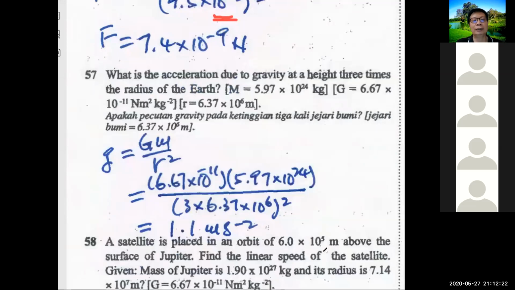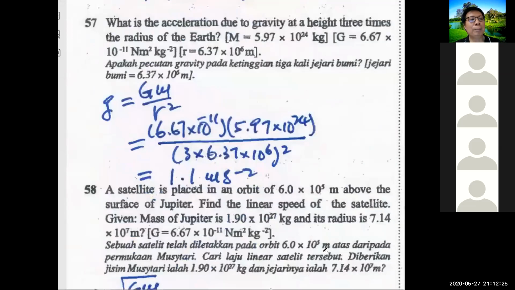Okay, 58. It's a little bit different. A satellite is placed in an orbit 6 times 10 to the power 5 meters above the surface of Jupiter. Find the linear speed. You know the formula already, right? What is the formula to find linear speed or orbital speed? Can someone tell me?